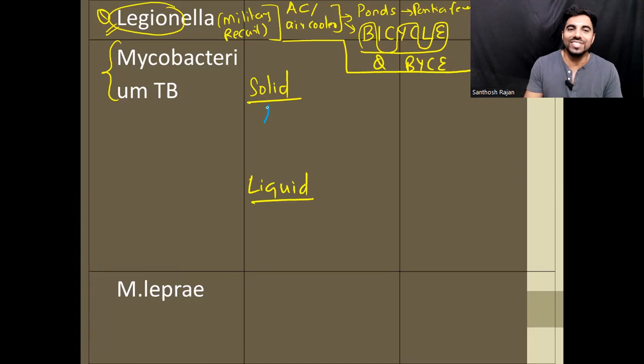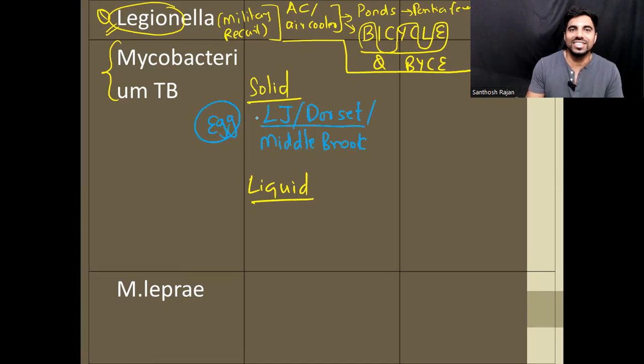Solid media, LJ media. That's the best of the best media. LJ media, Dorset media, and Middlebrook also. These are three solid media. Middlebrook is also popular. These media contain egg as their enriching substance. You remember, an example of enriched media is LJ media. So LJ is frequently asked, and Dorset and Middlebrook media.